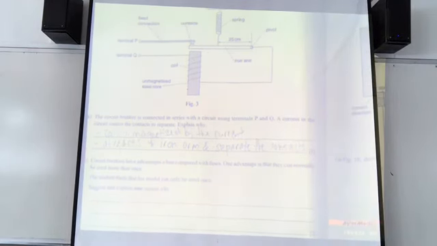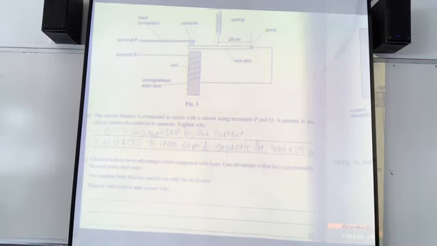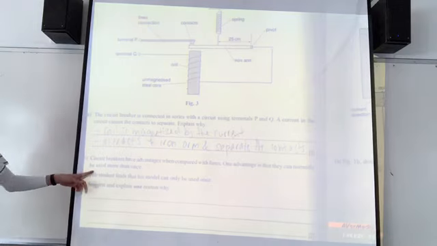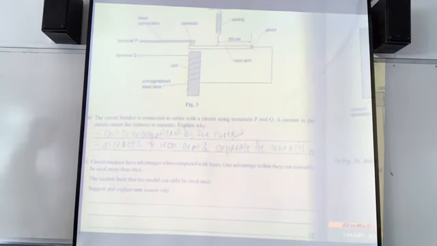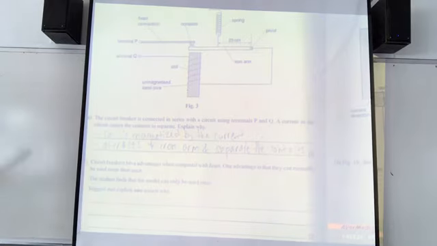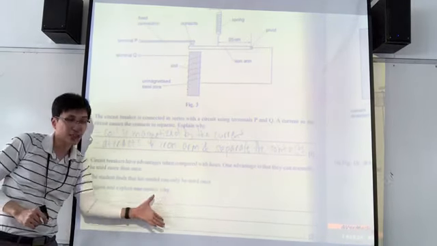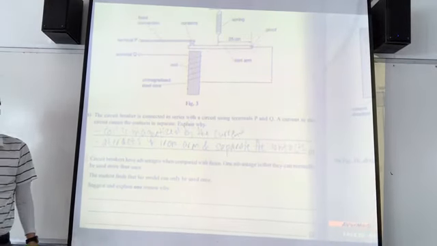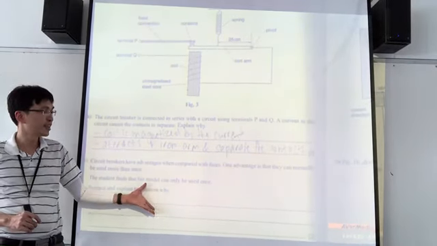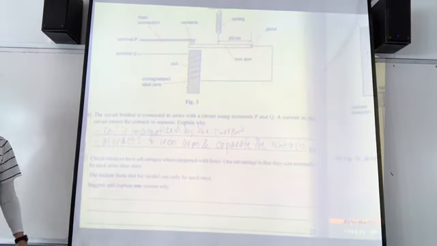A circuit breaker has advantages when compared to a fuse. One of the advantages is that it can normally be used more than once. The student finds that his model can only be used once. Alright, so just explain the reason why. So once you see the word steel, you know that there's this magical question coming out that you're going to score full marks. Are you happy with it? It's like they want you to steal the marks. Alright, so can you explain how?